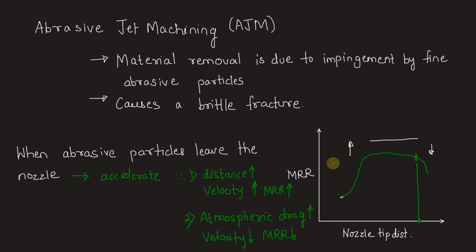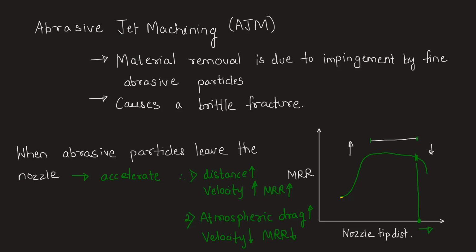So these are the reasons why initially material removal rate increases when the nozzle goes away from the surface. It remains almost stable for a further increase in the distance, while from a particular value, if the nozzle tip distance is increased, we see that because of the atmospheric drag being significant now, the fine abrasive particles will become slower and material removal rate will decrease.